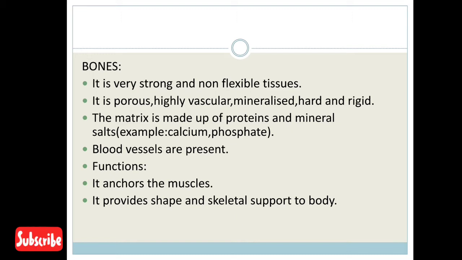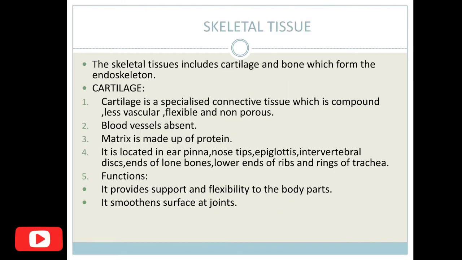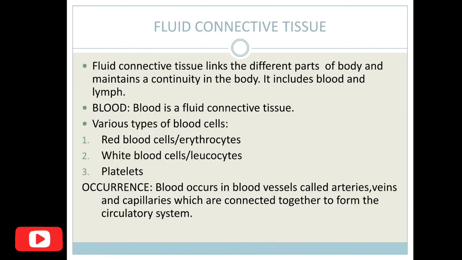So the main function is that it anchors the muscles, and also the bones provide the shape and the skeletal support to the body. So these are the different types of the skeletal tissue. And the last type of connective tissue is the fluid connective tissue.